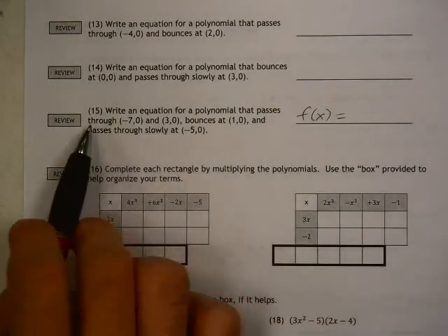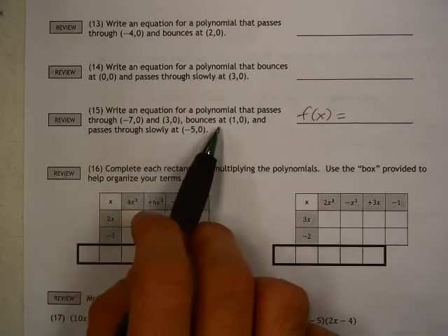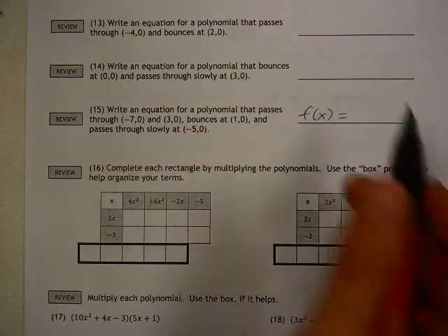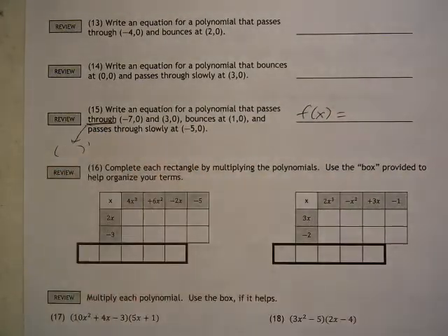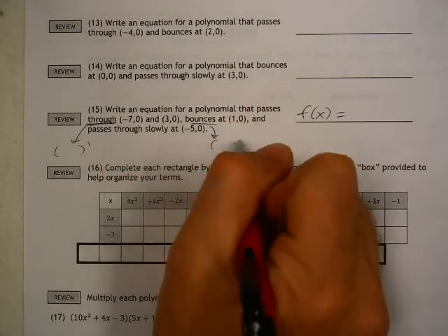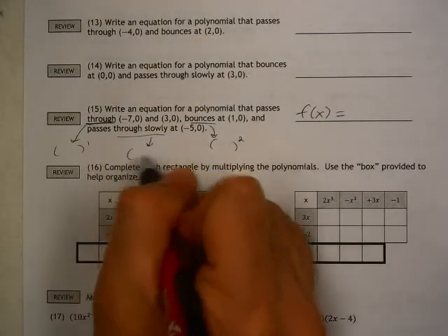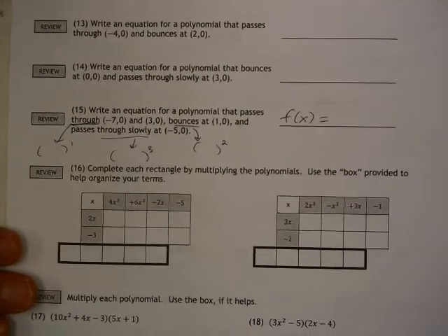That passes through (-7, 0) and (3, 0), bounces at (1, 0), and passes through slowly at (-5, 0). Now remember that passes through just means that our factor is going to be to the first power. The bounce means our factor is going to be squared. Passes through slowly means it's going to be raised to the third power. So it's just a matter of getting all those parentheses in there with the correct exponents and the correct numbers with the x's.